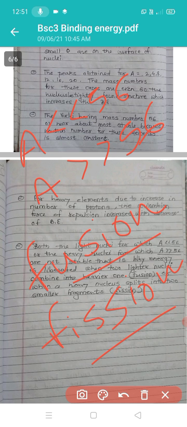Both the light nuclei for which A is very less than 56, or the heavy nuclei for which A is greater than 56, are not stable. That is why energy is liberated when two lighter nuclei combine into a heavier one, or when a heavy nucleus splits into two smaller fragments, that is the fission reaction. This is the explanation of the binding energy curve. Here we completed the binding energy and its variation with mass number, that is the binding energy per nucleon, the binding energy curve and their explanation.